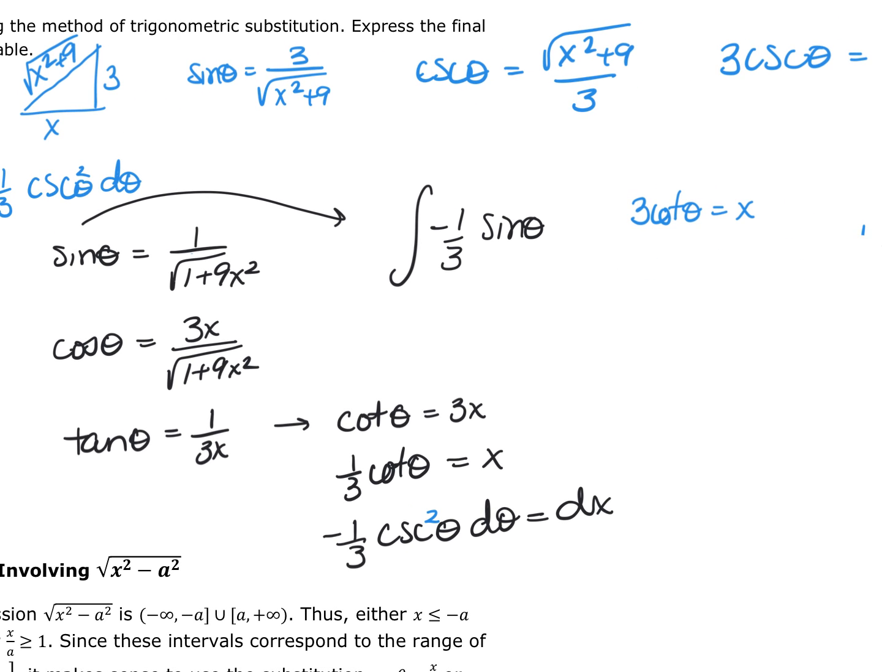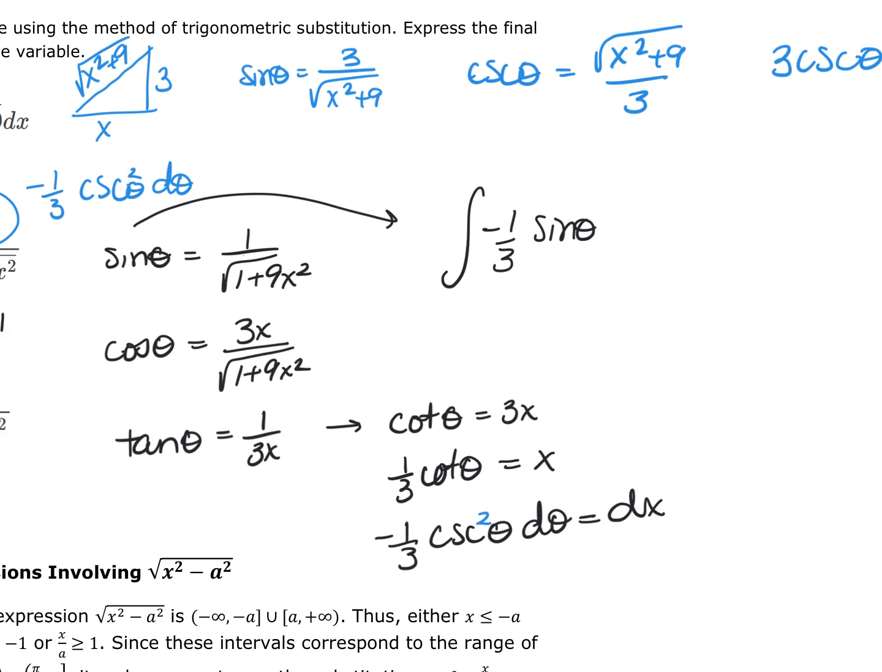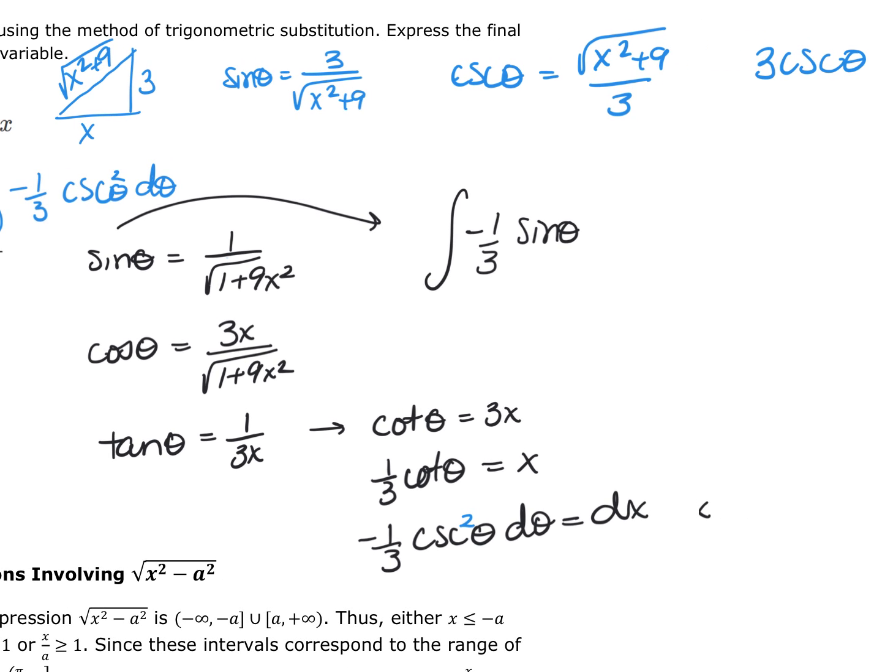So that's kind of nice. Let me erase this. And then it's going to be multiplied by the negative cosecant squared of theta d theta. Now cosecant squared of theta is 1 over sine squared.